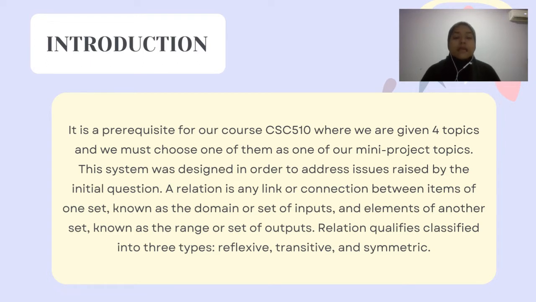A relation is any link or connection that exists between items of one set, known as the domain or set of the inputs, and elements of another set, known as the range or set of outputs. This relation classifies into 3 types, which are reflexive, transitive, and also symmetric.